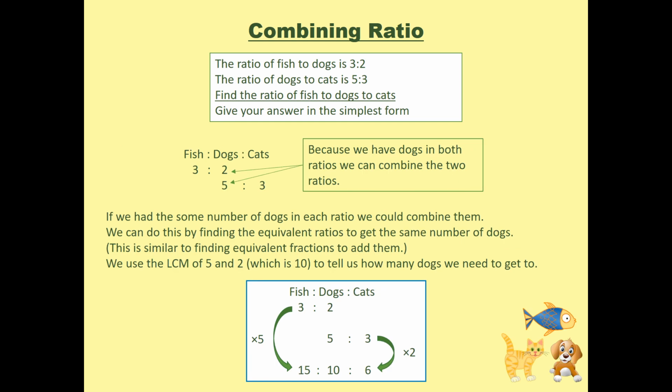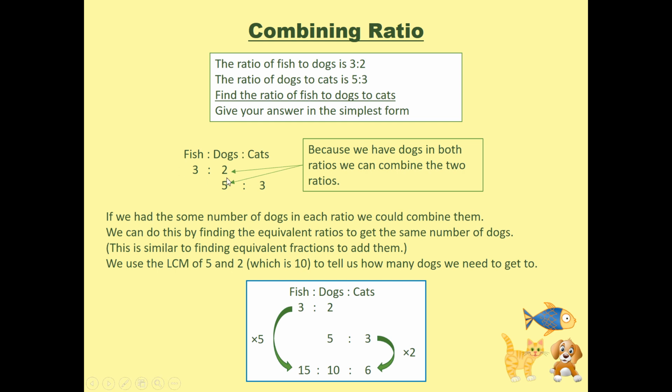So if we had the same number of dogs in each ratio, we could combine them. And we can do that by finding the equivalent ratios to get to the same number of dogs. It's very similar to finding equivalent fractions for when we add them. So in the middle here, we've got 2 and 5. And we want that number to be the same for both ratios. So we use the lowest common multiple of those two numbers, which is 10, to tell us how many dogs we need to get to.